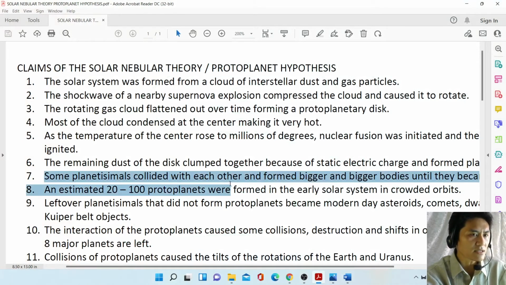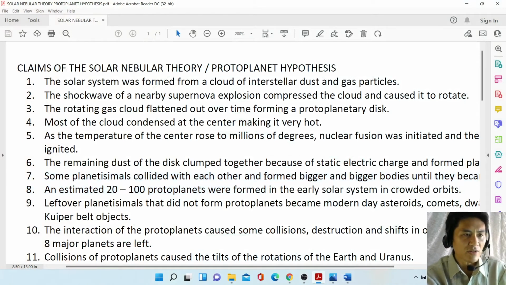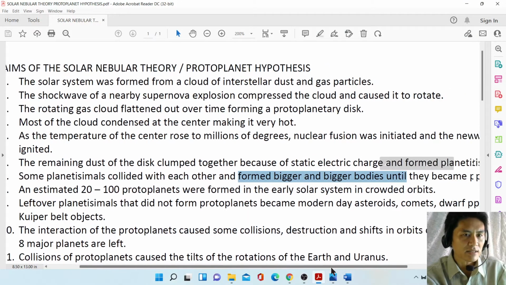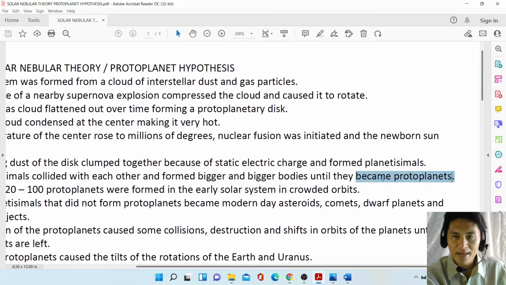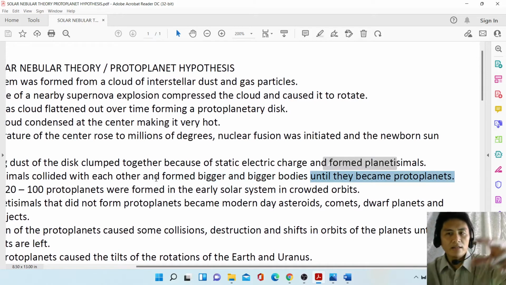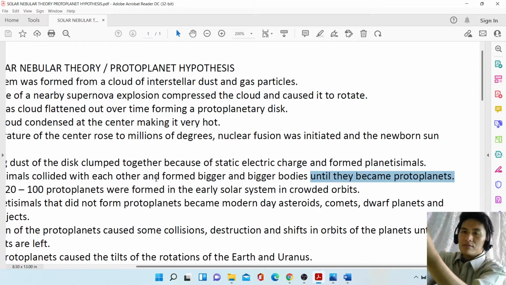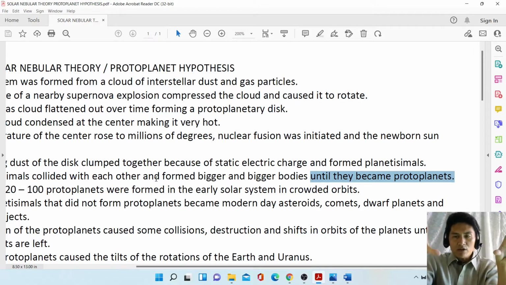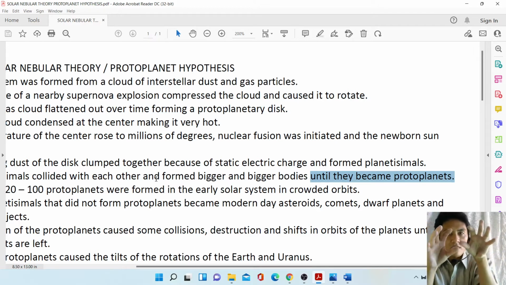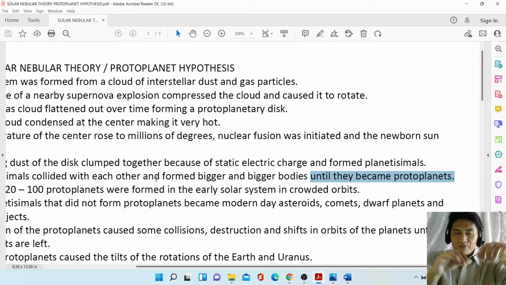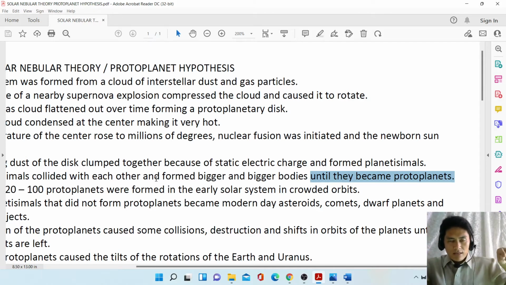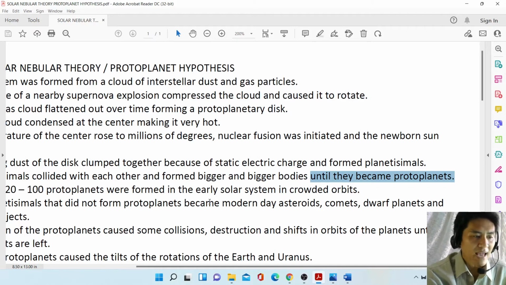Some planetesimals collided with each other and formed bigger and bigger bodies until they became protoplanets. So it's like, okay, a clump of dust is formed here, a clump of dust is formed here, a clump of dust is formed here, and because of gravity, those dust particles would attract each other and they will join forces. So from dust particles, you have clumps of dust, then clumps of dust become planetesimals, then these planetesimals join together and form protoplanets.